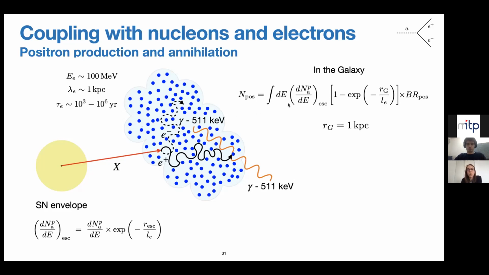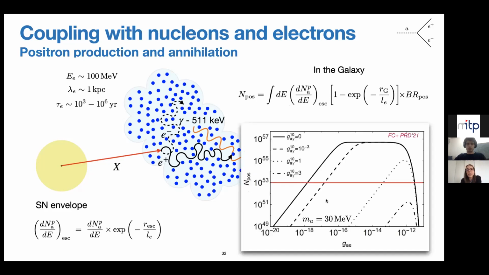So what we did, first of all, was to compute the number of positrons that you would get injected into the interstellar medium after the ALPs escape the supernova envelope and decay in the interstellar medium while still being trapped in the galaxy. And this is what you get, the number of positrons as a function of the axion-like particle electron coupling. At low couplings, basically the particles escape the galaxy, then there is a plateau where all of them remain trapped and efficiently escape the supernova envelope, and then for too strong couplings, they are trapped within the supernova and they cannot escape any longer.